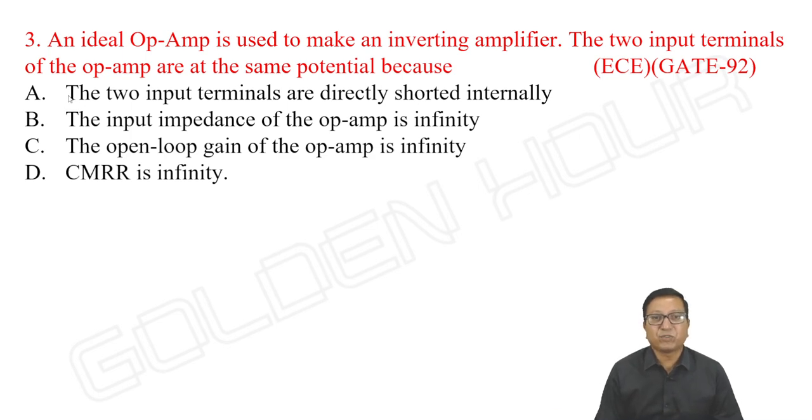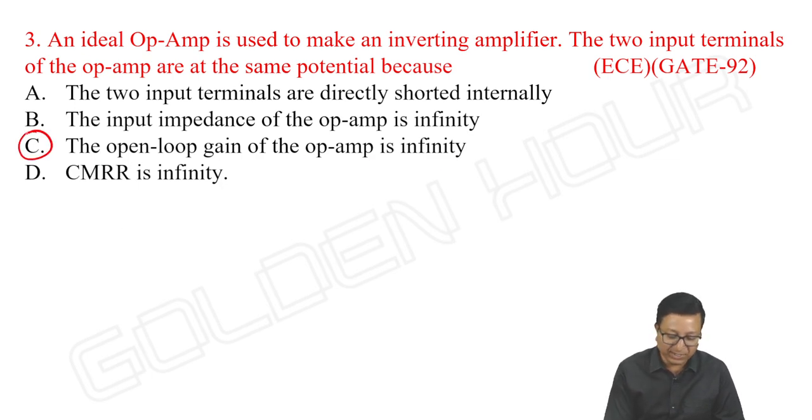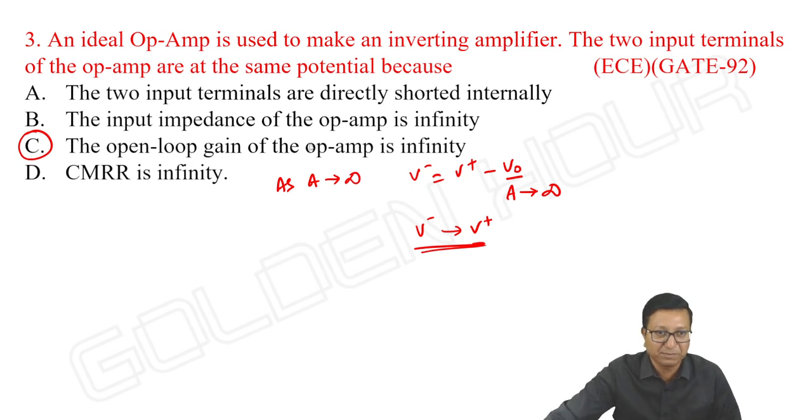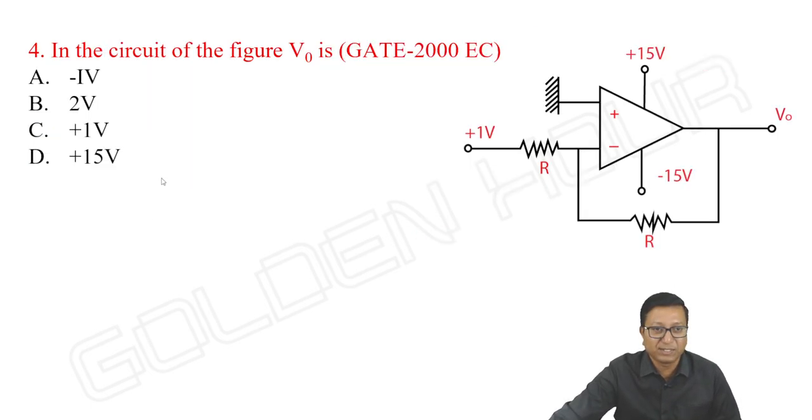An ideal op-amp is used to make an inverting amplifier. The two input terminals of the op-amp are at the same potential because the open loop gain of the op-amp is infinity. As A, the open loop gain, approaches infinity, V minus is equal to V plus minus V output by A. So V minus will approach V plus, or both are equal, both are at the same potential, because open loop gain is tending towards infinity. We need not worry about the other answers.